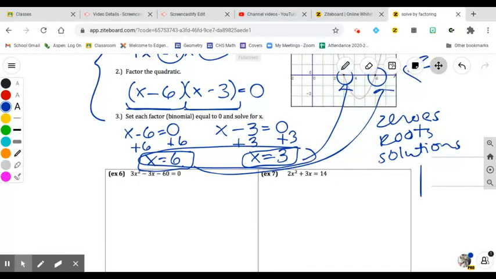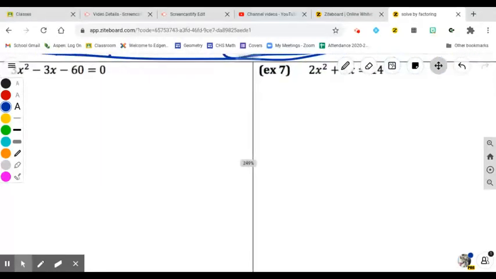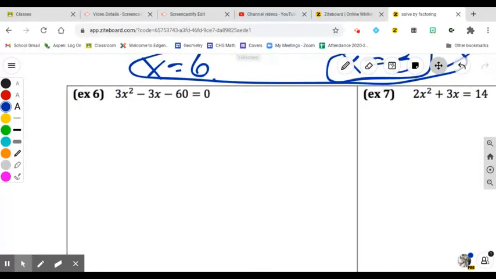Okay, let's do a couple more examples. So example 6. I'm going to erase some of this because I made it a little bit messy. Example 6 we have here. This one already has everything on one side. See how this one is already equal to 0? So we don't have to do any rearranging. This side is already in standard form, which is what we want. So now we can just factor.